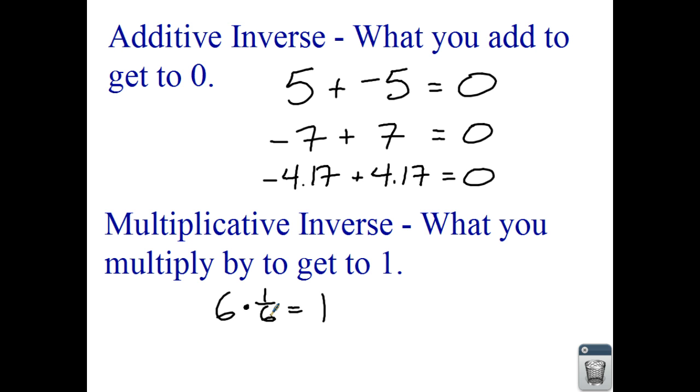Let's say I have -7. What would I do to get to 1? Well, my multiplicative inverse is going to be -1/7. Negatives cancel out, get to +1, and my 7s will get to 1.